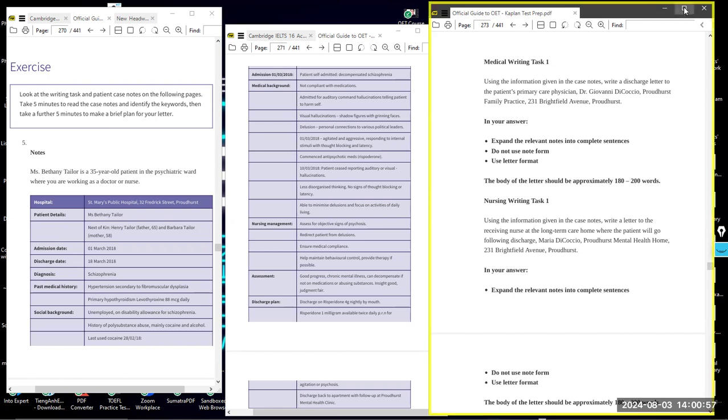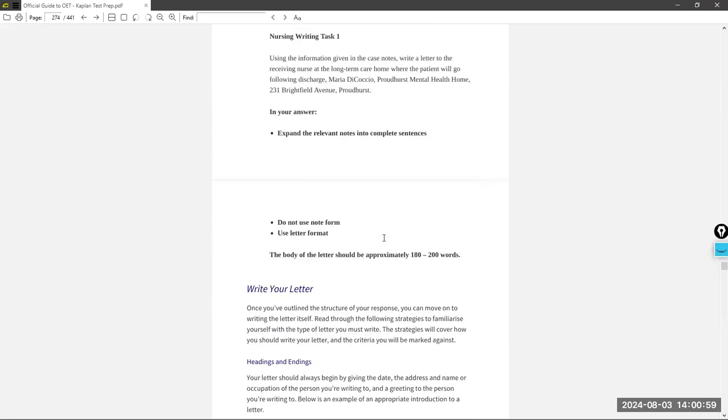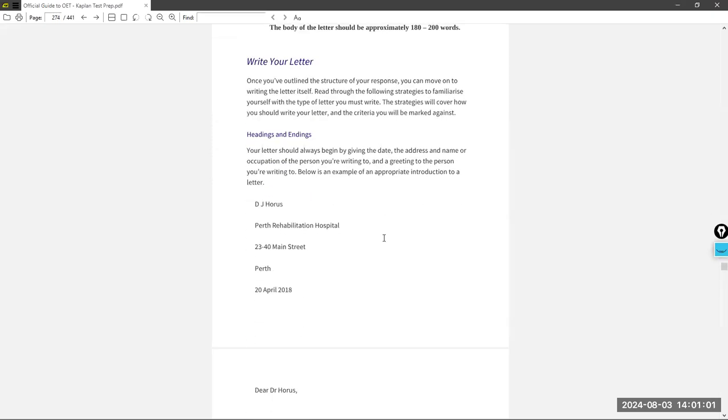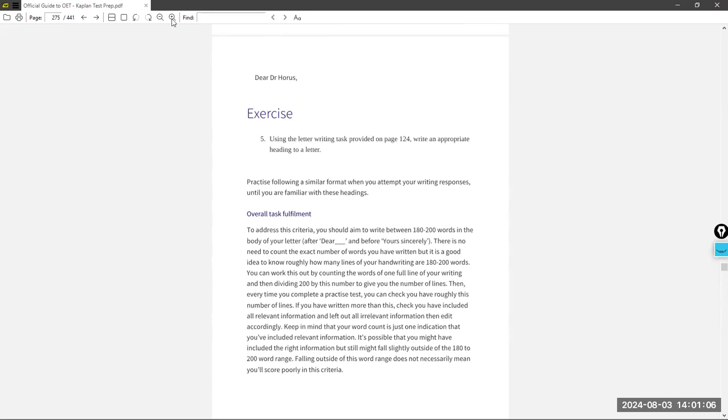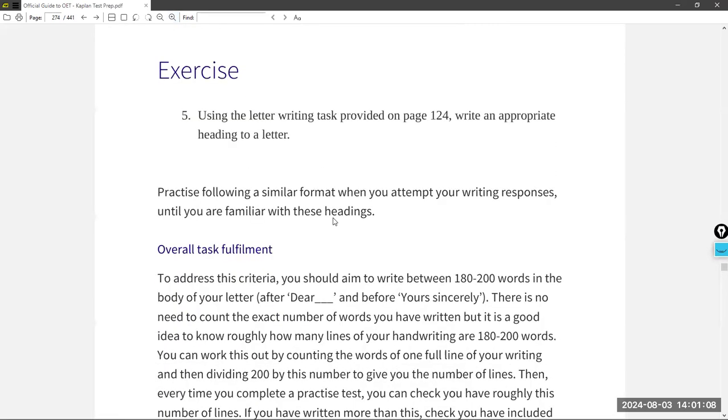Okay, now we have to complete. So let me try to zoom the page in and let's complete. Okay, so let me absolutely zoom in the page.